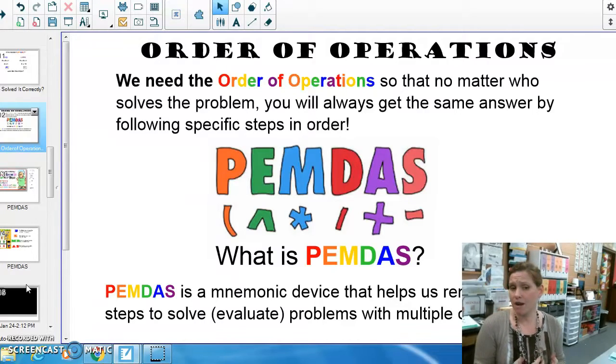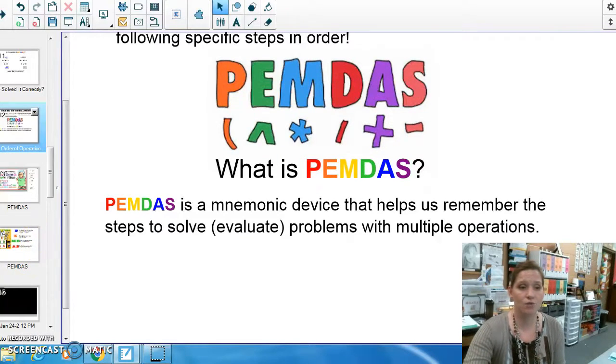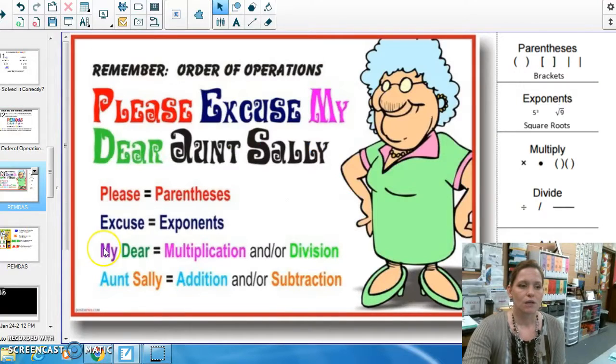So someone came up with a mnemonic device to help us remember the steps to solving an order of operations problem. And you might have heard of PEMDAS before. So we're going to talk about PEMDAS right now. PEMDAS, as you might have learned in elementary school, remember the phrase, please excuse my dear Aunt Sally. And you can actually see the PEMDAS appear. So if you remember your dear Aunt Sally, you can remember PEMDAS, and therefore the order of operations will always be with you to solve your problems correctly.